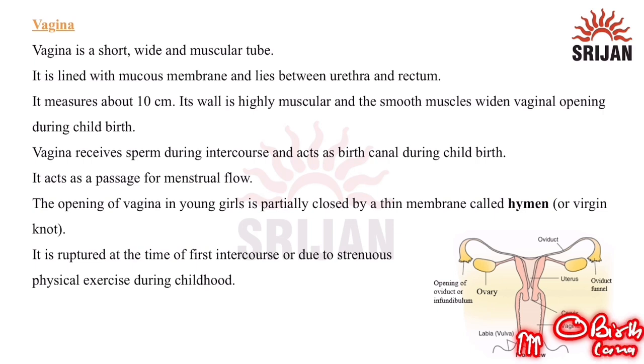It acts as a passage for menstrual flow. The blood will flow from the vagina via the cervix, like this, from here. Now, the opening of the vagina in young girls is partially closed by a thin membrane over here, which is known as the hymen. It is also known as the virgin knot.